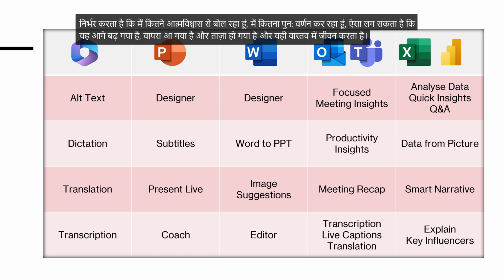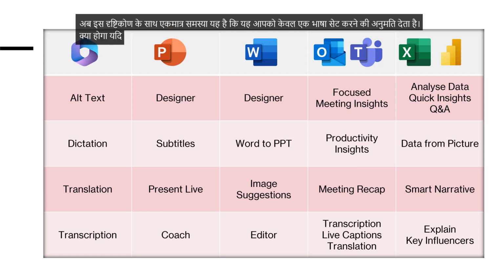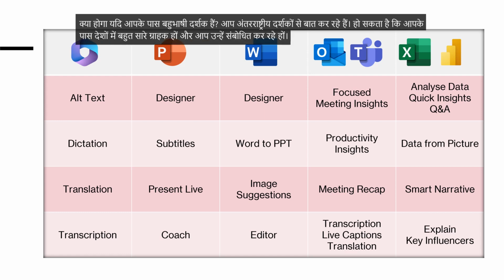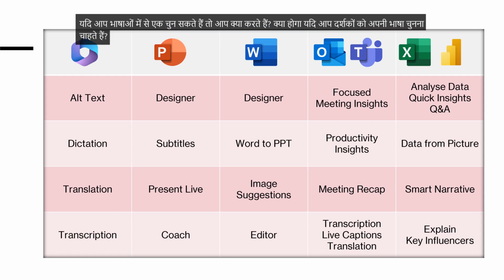Now, the only problem with this approach is this one only allows you to set one language. What if you have a multilingual audience? You're talking to an international audience. Maybe you have a lot of customers across countries and you're addressing them. Now what do you do? You can choose one of the languages. What if you want the audience to choose their own language? Do you know what to do?